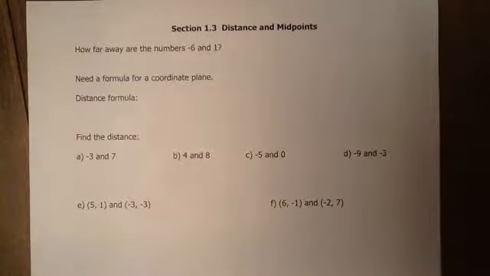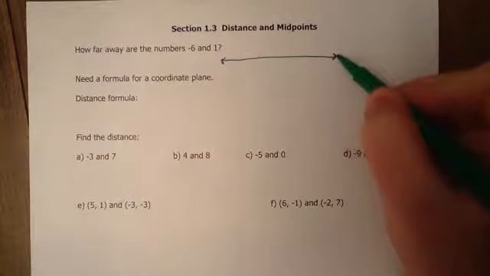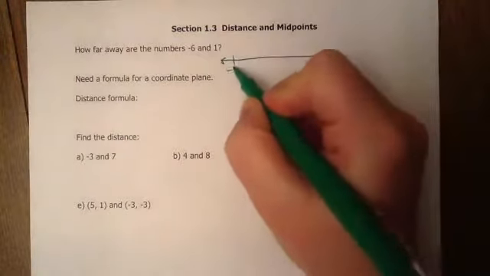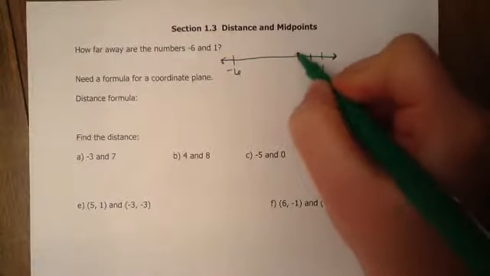Mathematicians, today we are going to talk about distance and midpoints. First thing is, I want us to think of a number line. And I want us to think of the numbers -6 and 1 and everything in between.